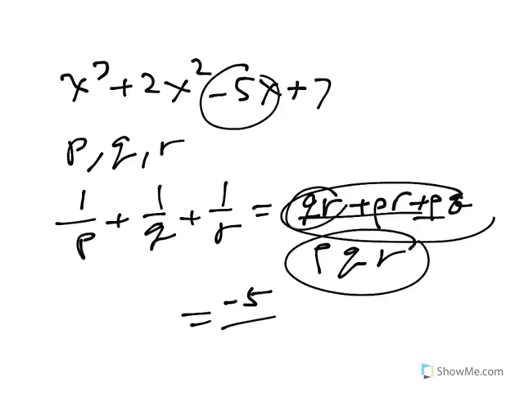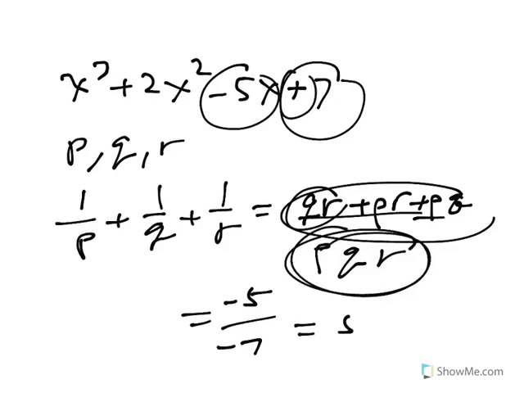The denominator is the sum of the roots taken three at a time, or the product of the roots. It's going to be negative 7, not positive 7. If it's an odd number of things at a time, we change the sign, and the answer is 5 over 7.